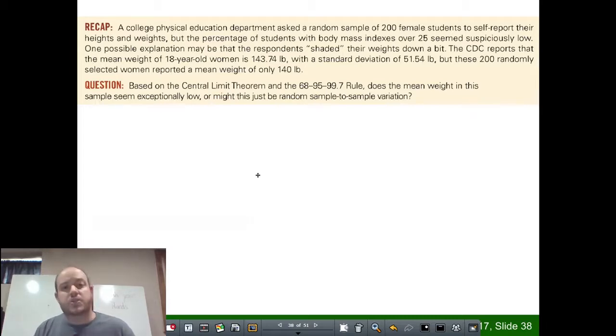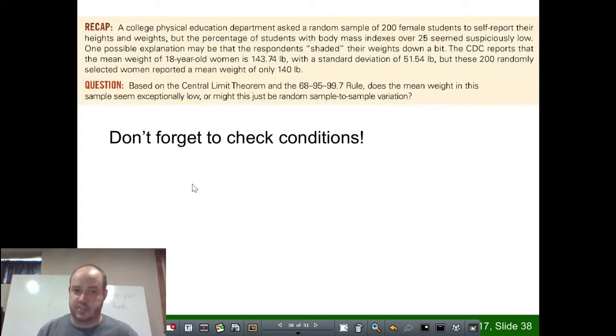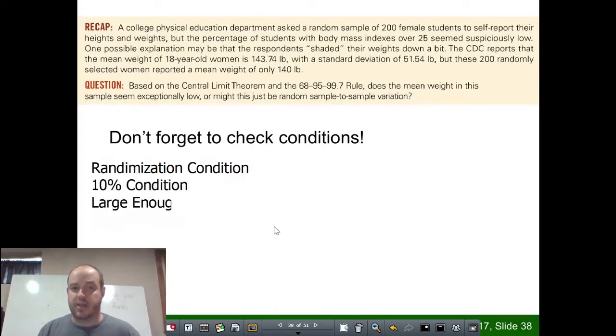All right. So let's go ahead and break this down. Remember, before we do anything with this question, it's always a good idea to check your conditions. So we're going to go through the three conditions that we have discussed thus far. First off, randomization condition. Does it say anywhere in here that this is a random sample? Yes, it does. It says 200 randomly selected women, which means our randomization condition is met. That's supposed to be a check mark. It just got a little ugly.